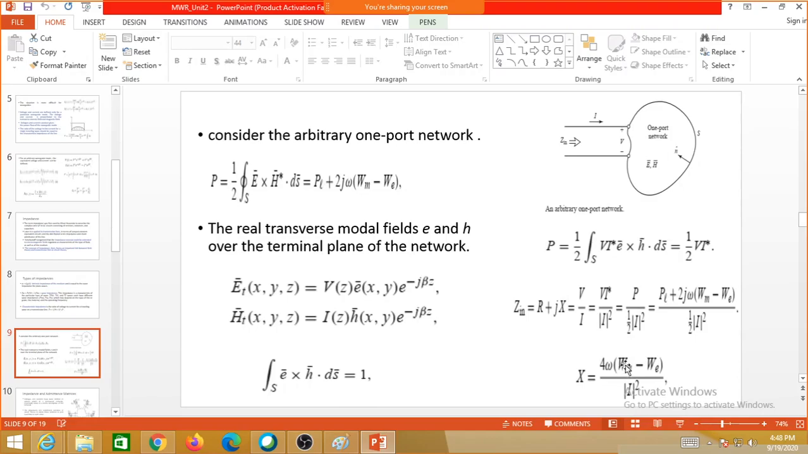If the magnetic stored energy is greater, then the reactance will be inductive, and if WE is greater than WM, then it will give the capacitive reactance. So if WM is greater than WE, it is an inductive reactance, and if WE is greater than WM, it gives the capacitive reactance. That's how you calculate the reactance as well as the impedance of a one port network. Okay.